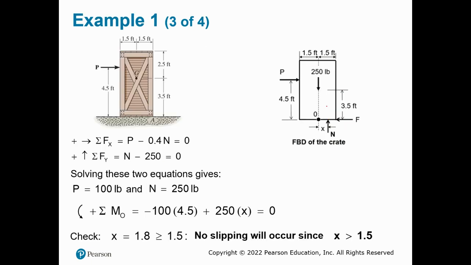Then we write our sum, sigma Fx equal to 0, and our sum in the vertical direction, sigma Fy equal to 0. We put these two equations together to solve for the value of x, based on writing a sum of moments about point O. Summation of moments about point O equal to 0, we solve for x, and we calculate that x needs to be 1.8 feet. Compare that 1.8 with the 1.5 from the actual dimension of the object. 1.8 is greater than 1.5.